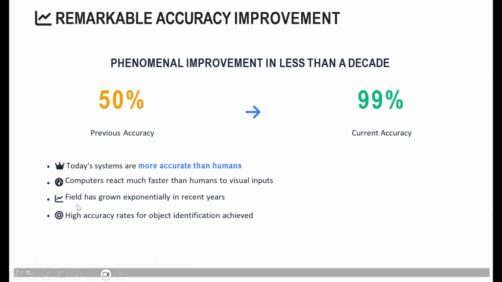The field has grown exponentially in recent years, and the applications have grown exponentially. As I have told you, we can use it in e-commerce and in many different applications. Higher accuracy rates for object identification have been achieved. In the last few decades, our achievement has accelerated very much.